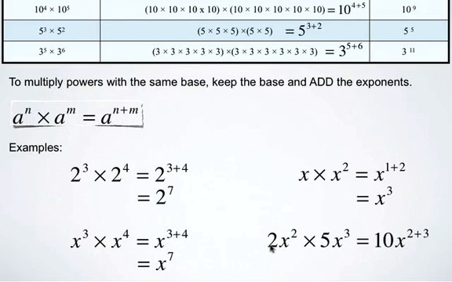Here, 2 times x squared times 5 times x cubed. It's simplified. We multiply the two coefficients, 2 and 5 together, to get 10. And then we add the exponents for the x's, 2 and 3, to get 10x to the 5.